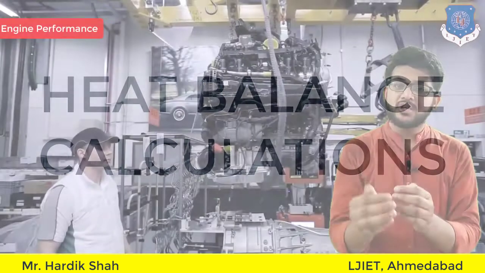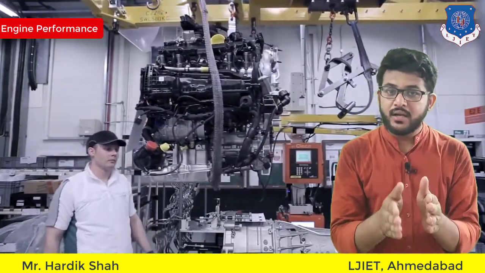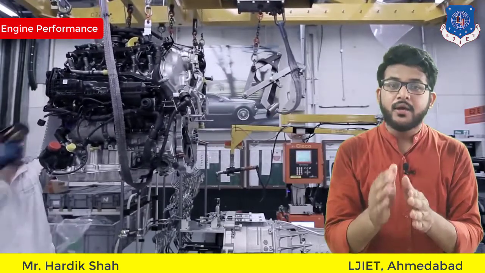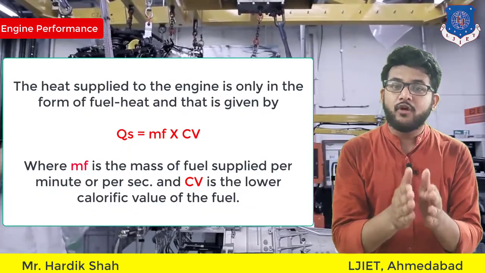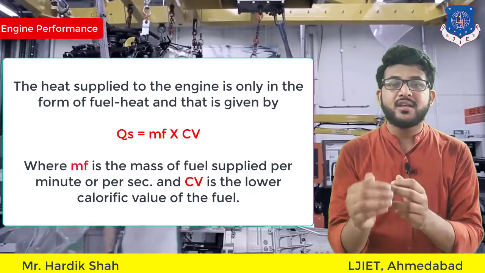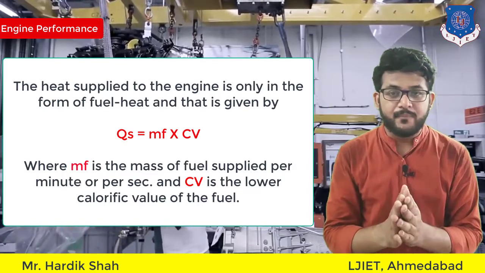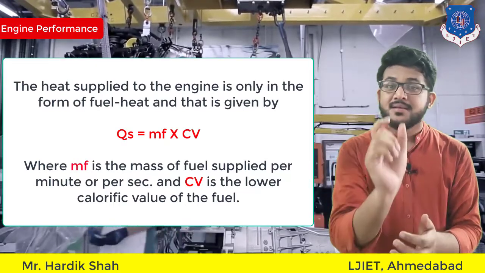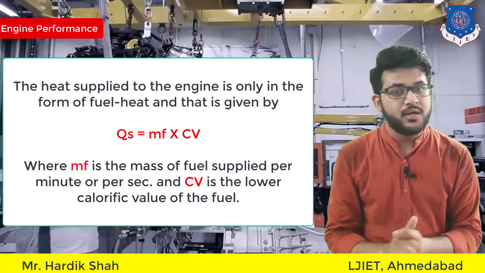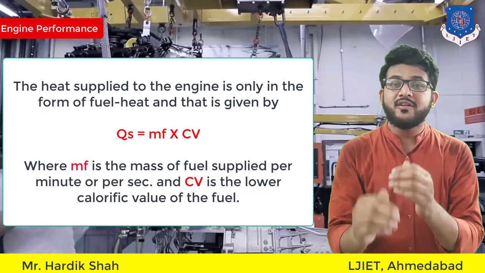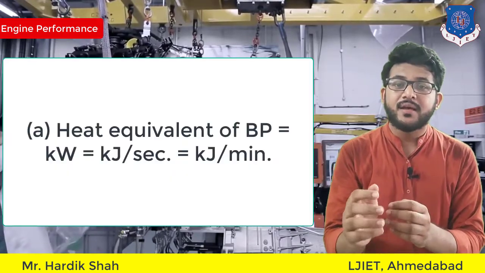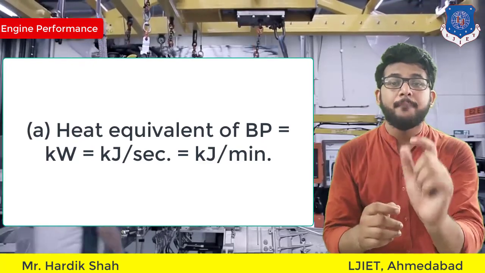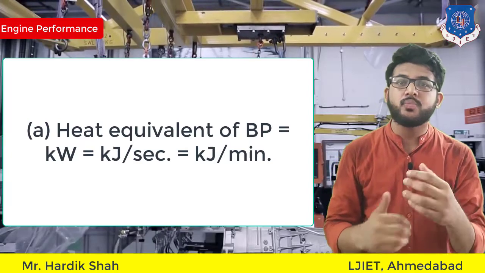In the calculation part, the heat balance is generally done on a second, minute, or hourly basis. The heat supplied to the engine is only in the form of fuel heat, given by QS, that is MF into CV, where MF is the mass of fuel supplied per minute or per second, and CV is the lower calorific value of the fuel. The various ways in which heat is utilized in the system can be different. First is heat equivalent to brake power, which goes into power generation, measured in kilowatt or kilojoule per second or minute.